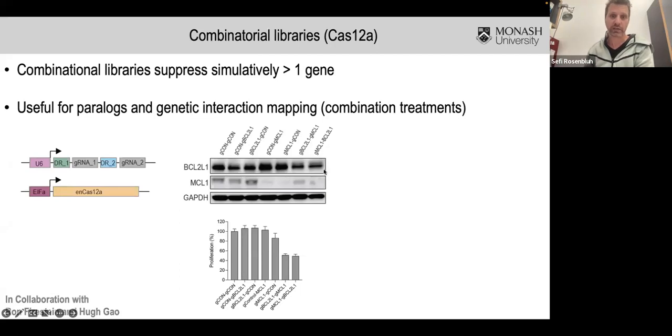And here's to show you that this works very nicely. Here we are targeting BCL-XL and MCL1. And what you can see, this is very specific. And also, when we target both BCL and MCL1, which are known synthetic lethal genes, we see cell death in this particular cell. So this method works.